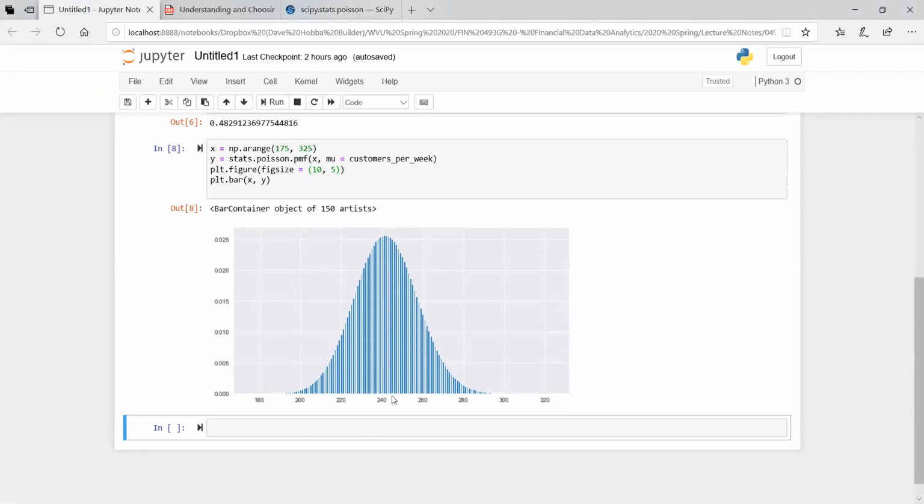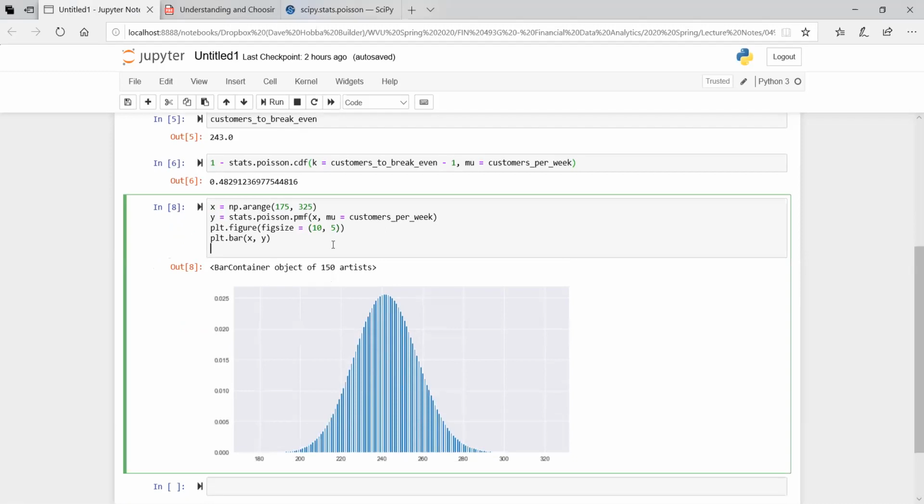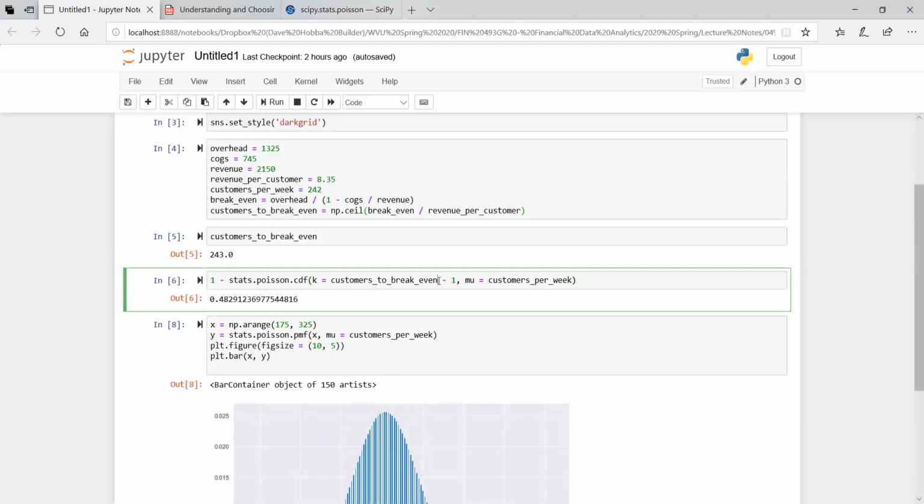So we counted up all the customers from 243 or greater, or we added up 1 minus the probabilities of everything of 242 or less. So we found the probability of breaking even. This is really similar to the homework assignment that you're going to have at the end of the module.